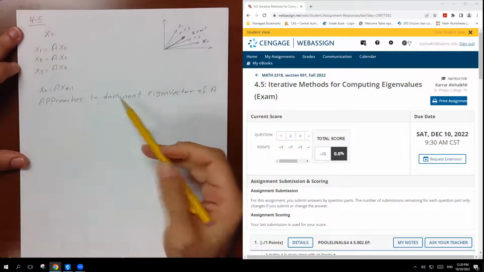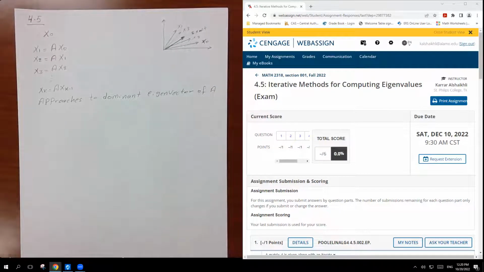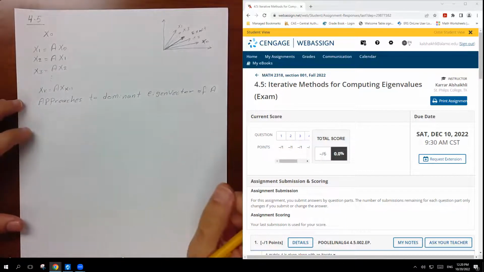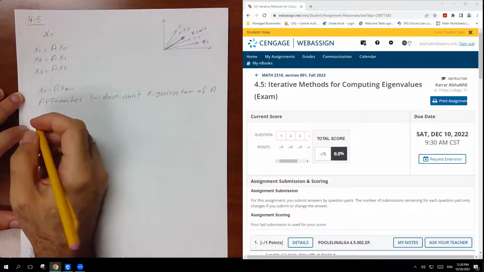And imagine we're working with a 2 times 2 matrix. But what if we're working with a 10 times 10? It's going to be different. It's going to be hard to find the eigenvalue. So it is going to be easier to find the eigenvalue by using this method.